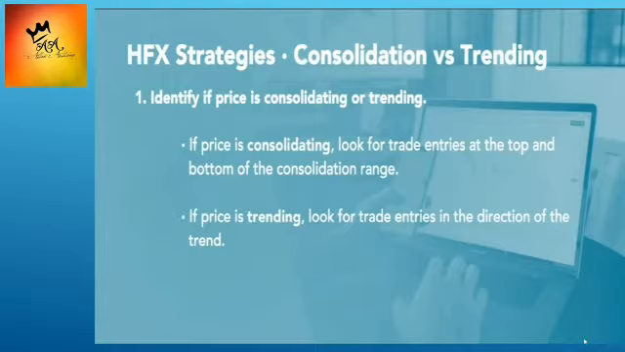Cash Trap 2.0 is heavily based on the first step in our 3-step trade success, which is to identify whether price is consolidating or trending. If price is consolidating, look for trade entries at the top and bottom of the consolidation range. Within Cash Trap, you want to look for arrows at the top and bottom of this consolidation range. If price is trending, you want to look for trade entries or arrows in the direction of the trend.